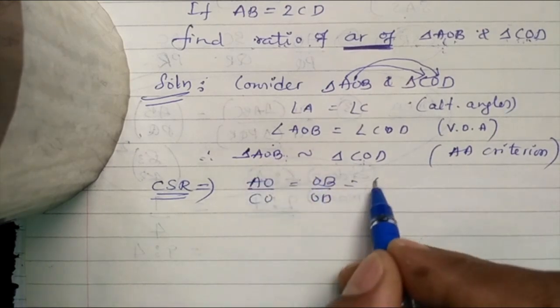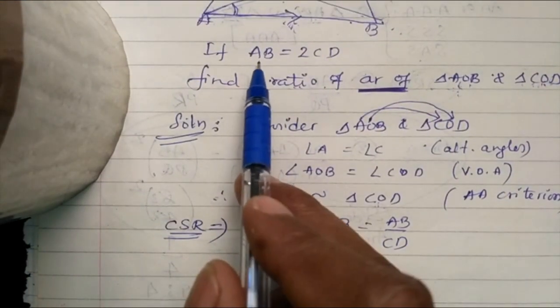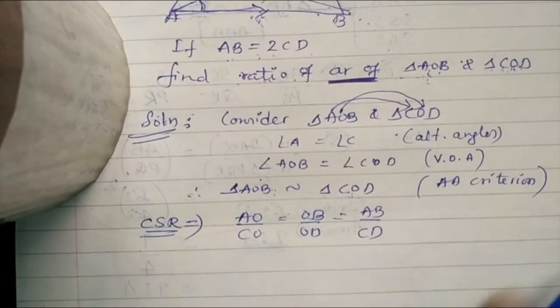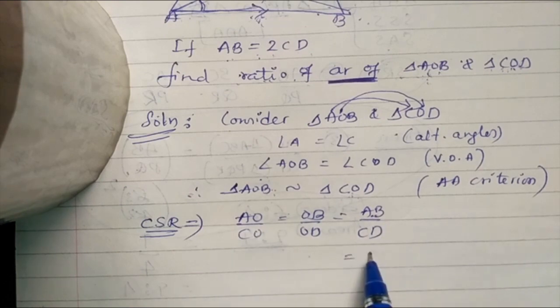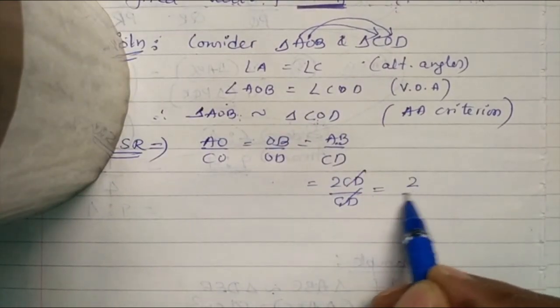Last, AB by CD. And one clue is given here. Look at here. AB is equal to 2 times of CD, given. That means this AB is 2 times of CD, so 2 times of CD by CD. CD cancelled. You will get 2 by 1.